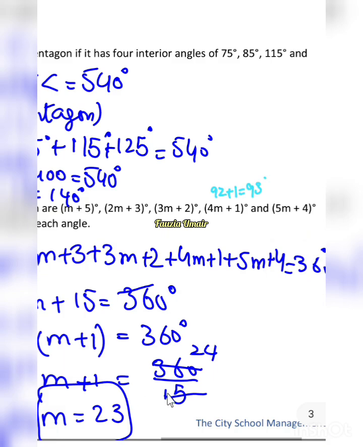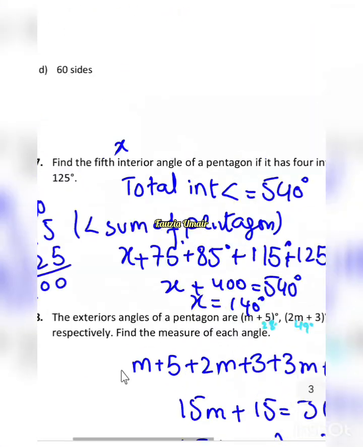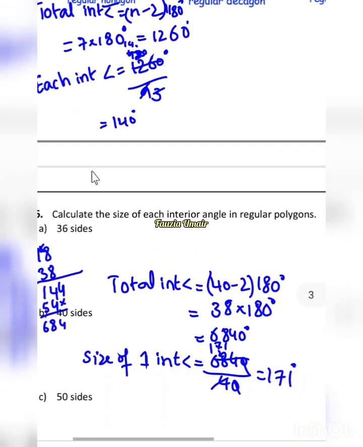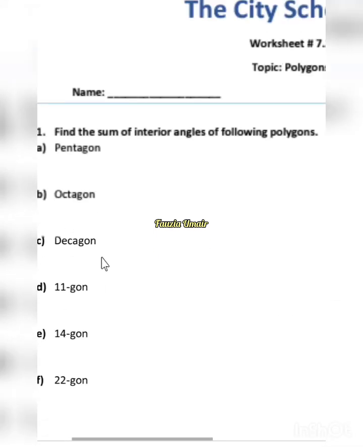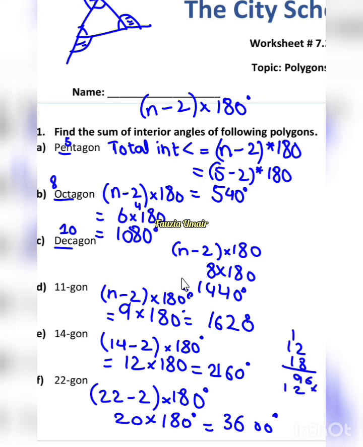So this was a very extensive worksheet related to exterior and interior angles. I hope that this concept is clear to you now.